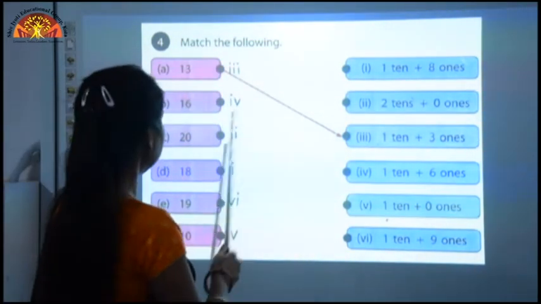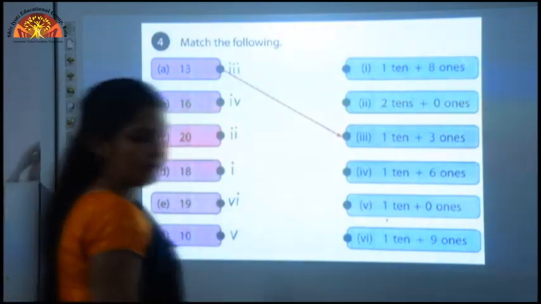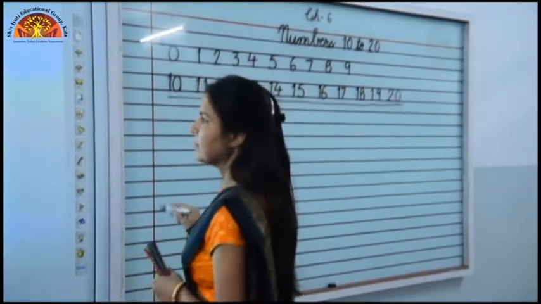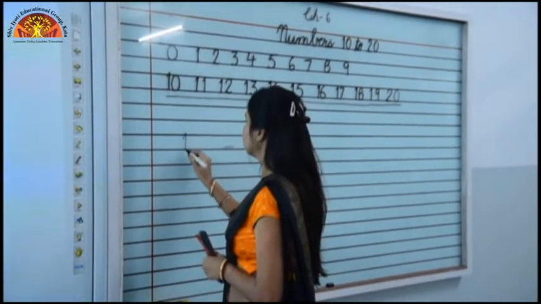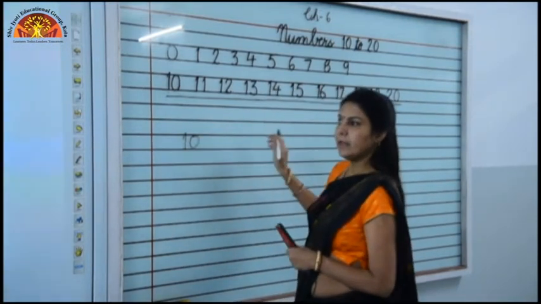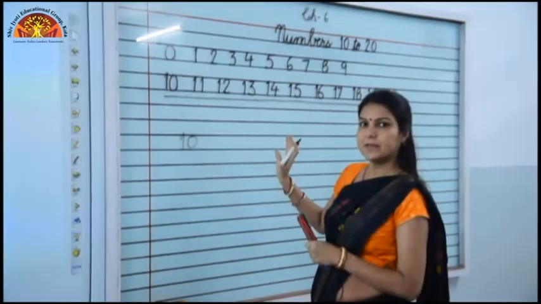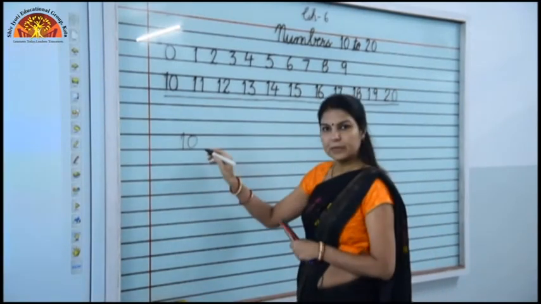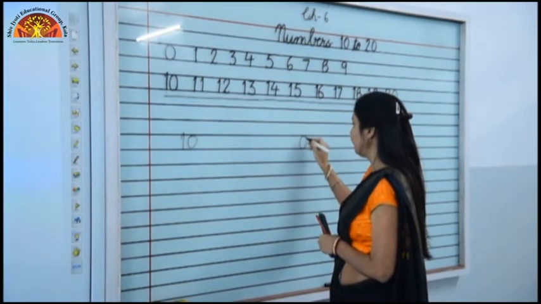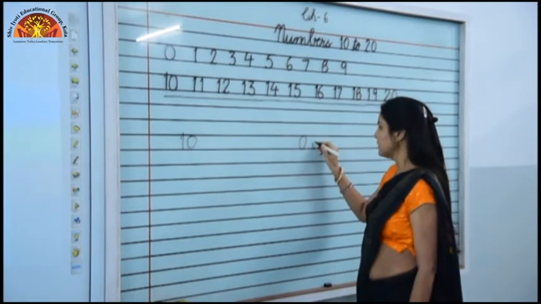Now, I am giving you one more example. Let's move on to the board with me. Now, see another number. It is 10. We have to find out the place value of this number. 0 is at ones place. So, first of all we will write 0 at ones place.